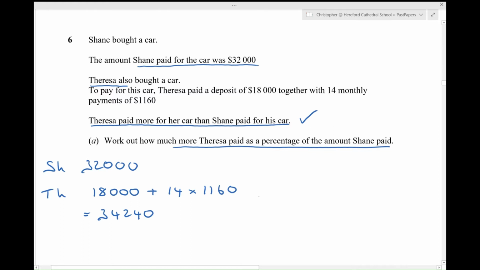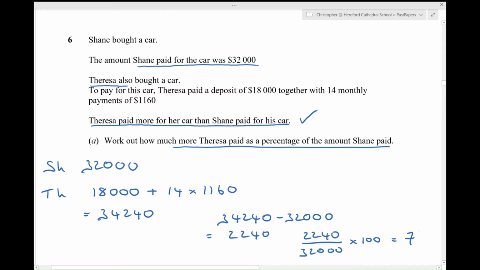Work out how much more she paid as a percentage of the amount that Shane paid. Well, how much more did she pay? She paid £34,240 and Shane paid £32,000. So Teresa has paid £2,240 more. And the question asks me to give that as a percentage of the amount that Shane paid. So that is a percentage of 32,000. So 2,240 over 32,000 multiplied by 100. And so my calculator tells me that that is 7%.